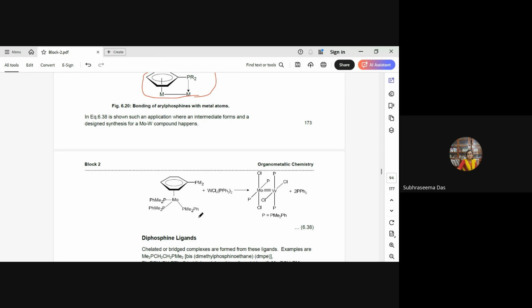Here in this equation you can see the molybdenum complex that we have taken. This reacts with a phosphine of tungsten, W, and then the reaction takes place which forms this complex, that is the molybdenum tungsten complex. Here it is formed and BPH3 is released. So this is how we can also synthesize phosphines which contain two metal centers. This is an example of monophosphines.